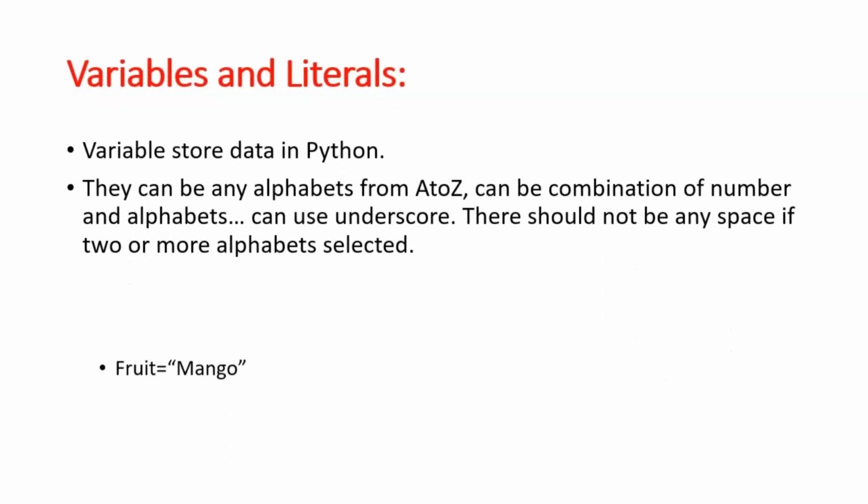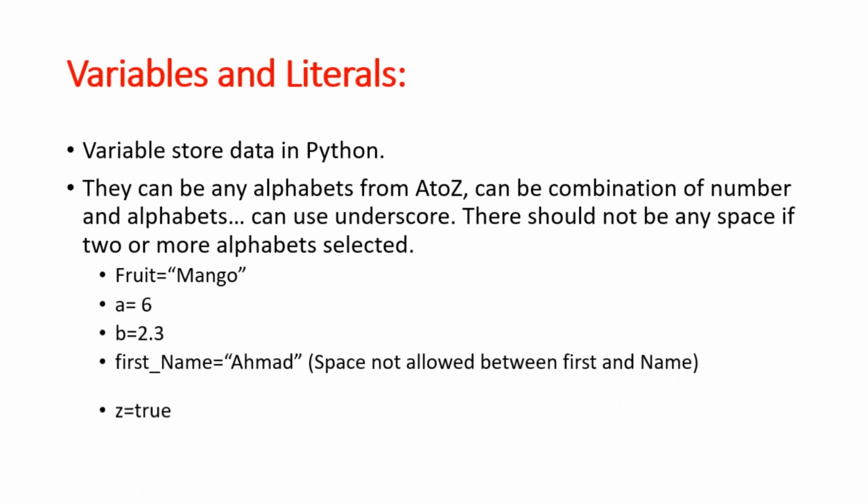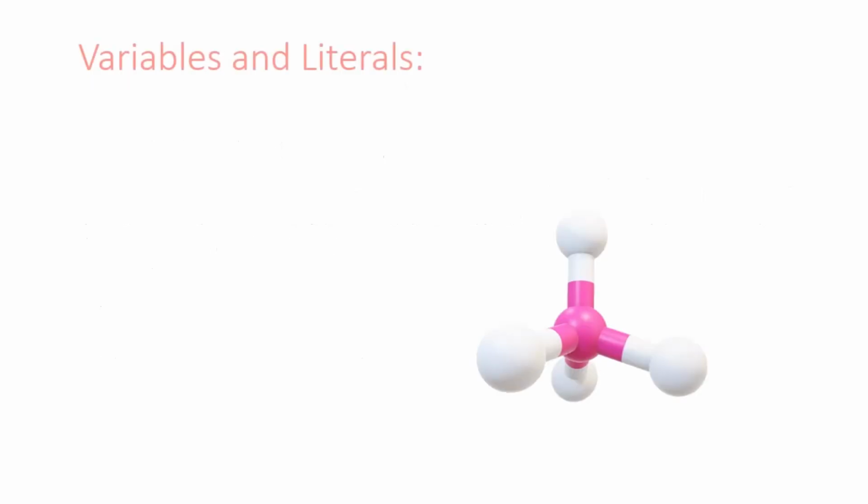Variables store data in Python. They can have alphabets from A to Z, with or without a combination of numbers. There must not be spaces between the characters. A few examples of variables are given here.